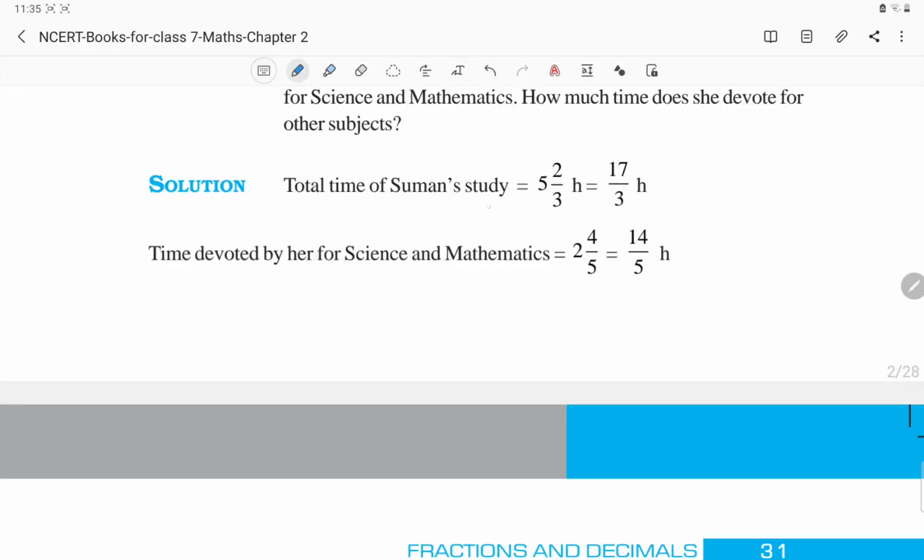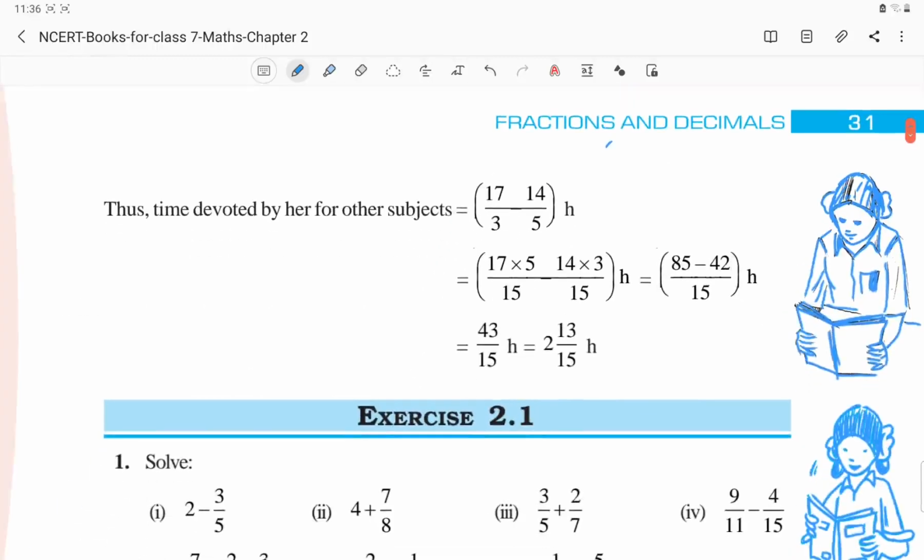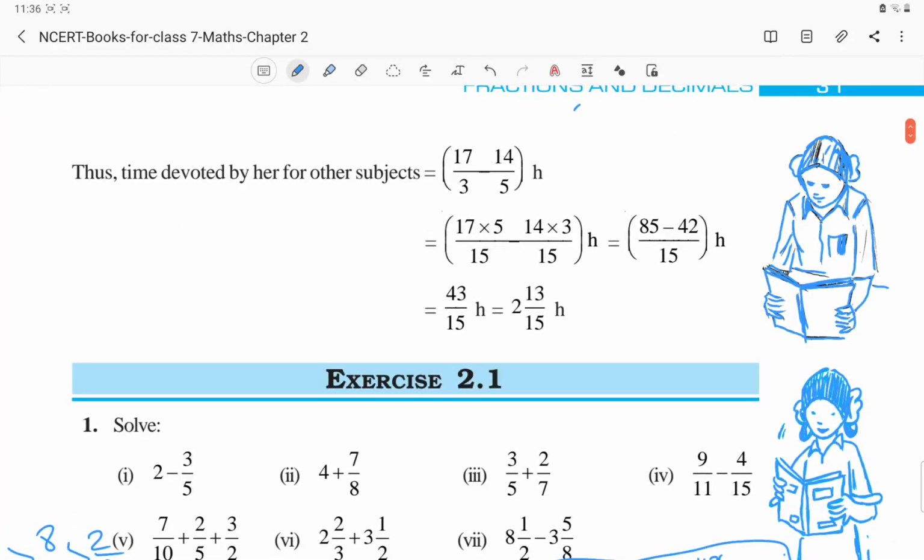Total time of Suman's study, 5 2/3 hours, which equals, into an improper fraction, 5 times 3, 15 plus 2, 17/3 hours. Time devoted by her for science and mathematics, 2 4/5 hours, which equals 5 times 2, 10 plus 4, 14/5 hours, okay? Now, thus, time devoted by her for other subjects equals 17/3 minus 14/5 hours.